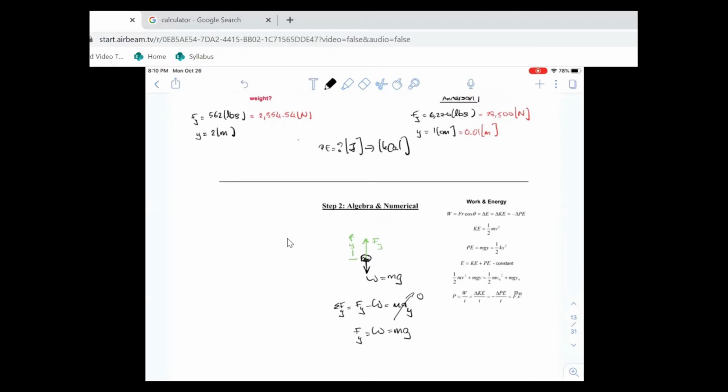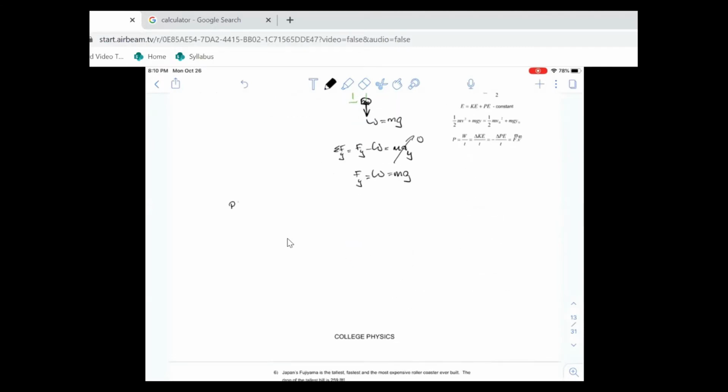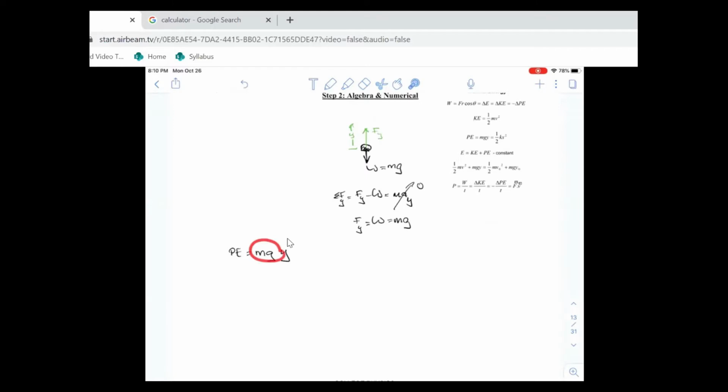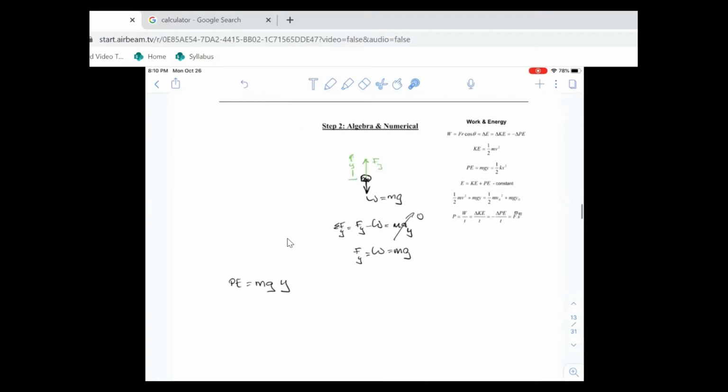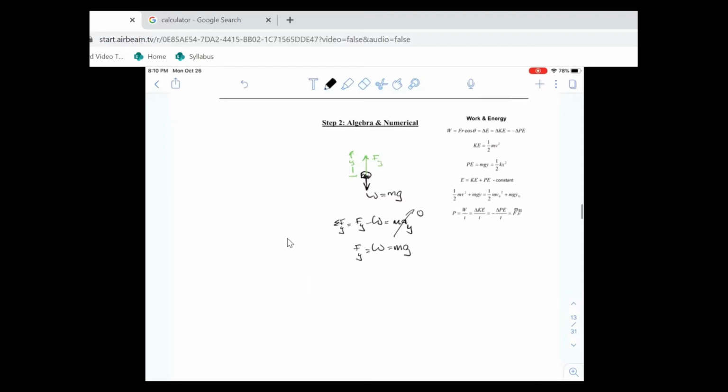Now let's write out the equation for the potential energy. Potential energy is the same as mg times the height. Do you guys notice that this mg is the same as the weight, which happens to be the same as the applied force? All right, so let me just box this. It's going to be mg times the height.